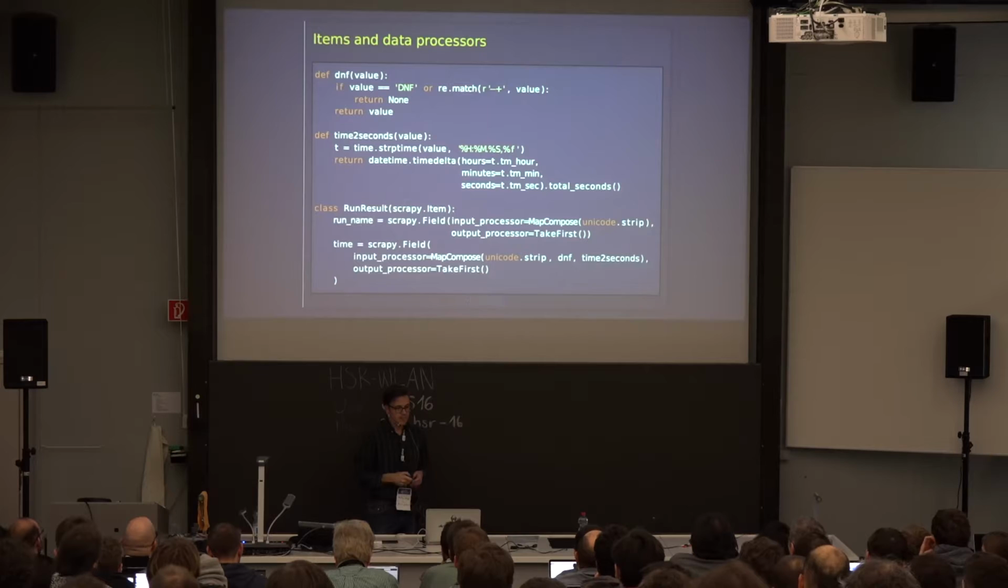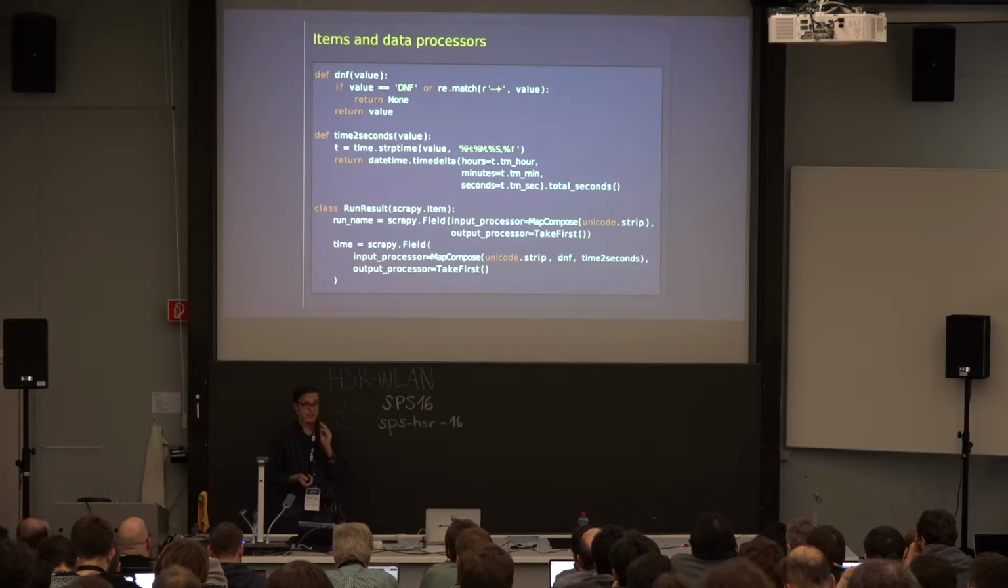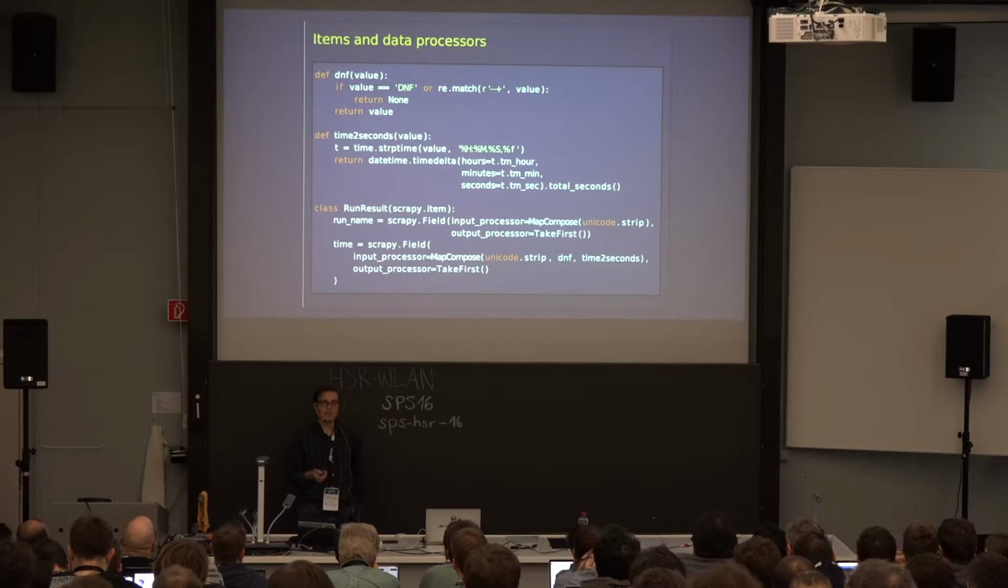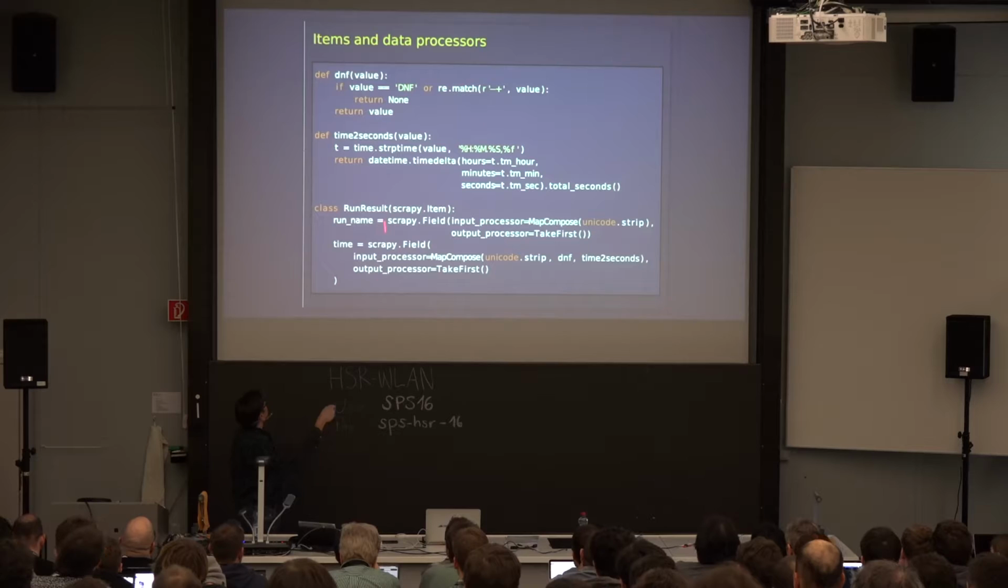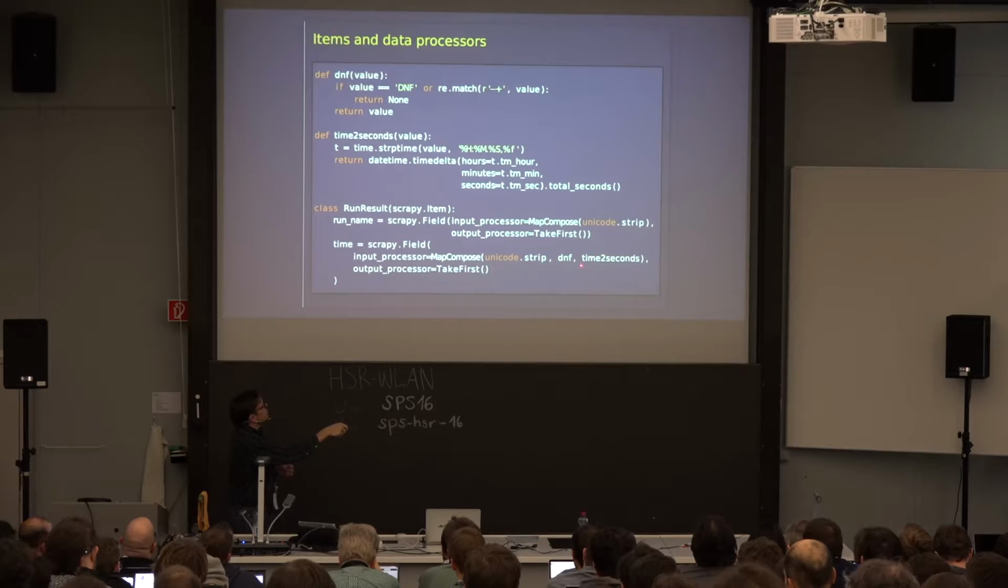Another important topic for Scrapy are items and data processors. So I mentioned that you can yield either requests or items from a request function in Scrapy. And items are basically your building blocks. That's the data of interest when you scrape data with Scrapy. I have an example of such an item here. The nice thing is that these are just dictionaries, but they also support input and output processors. These are useful, for instance, to clean your data, to strip it, to transform your time string into seconds, for instance. You can parse not finished running results, and so on.